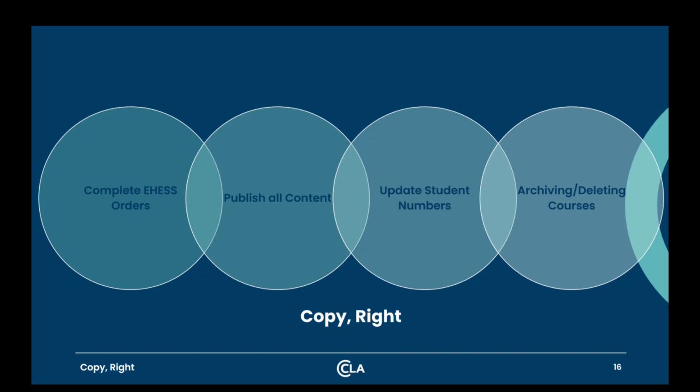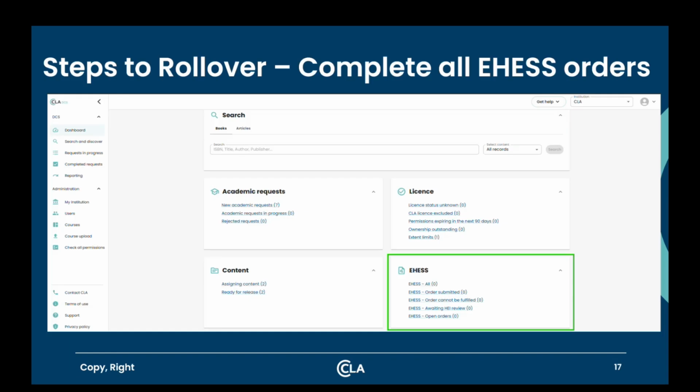Did mention that. Just as a reminder for you to be prepared for rollover, you will need to have completed all of this work on screen by the end of May so that rollover can properly begin. This includes ensuring all EHES orders for the current academic year are completed and approved. Next, checking that all required content has been published in DCS2. Institutions should also then update student numbers for the new academic year. Finally, archiving or deleting courses that are no longer in use should be completed.